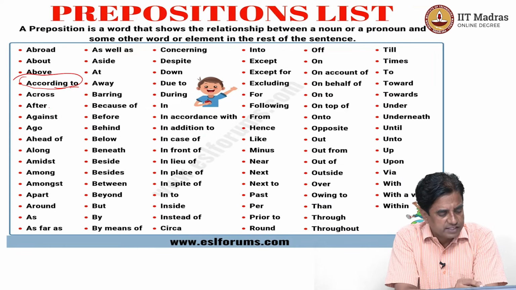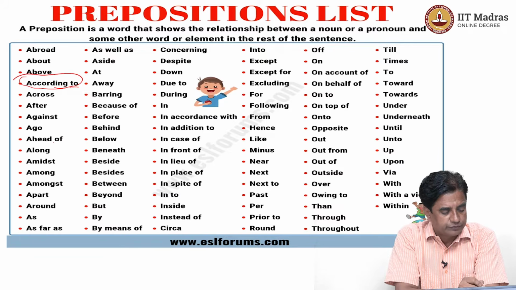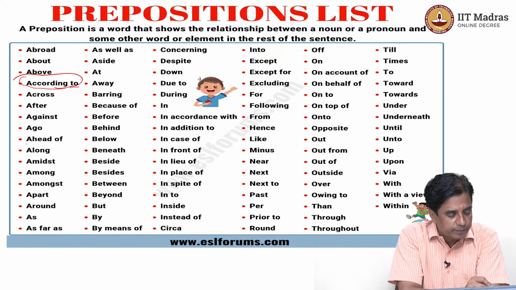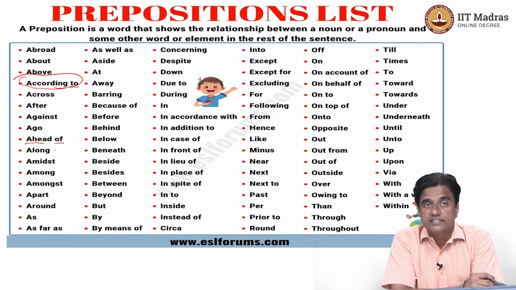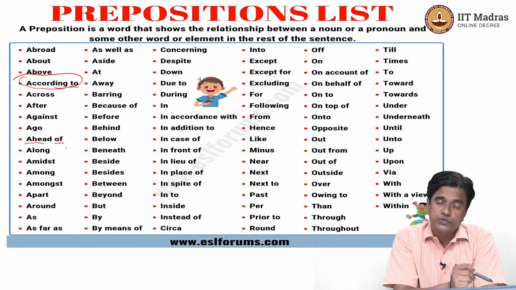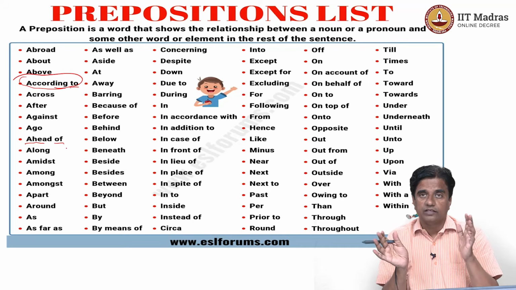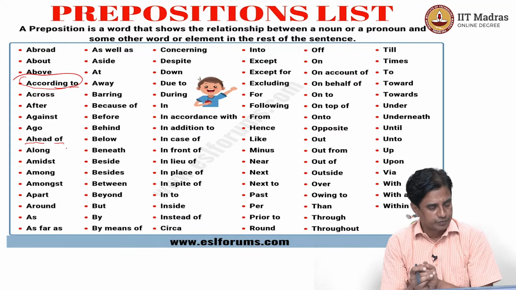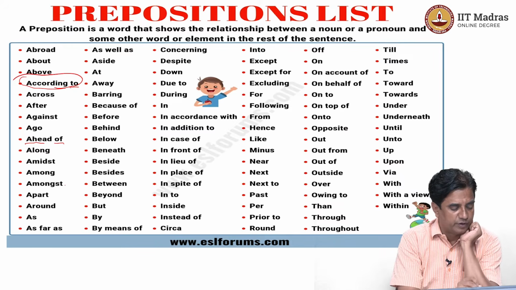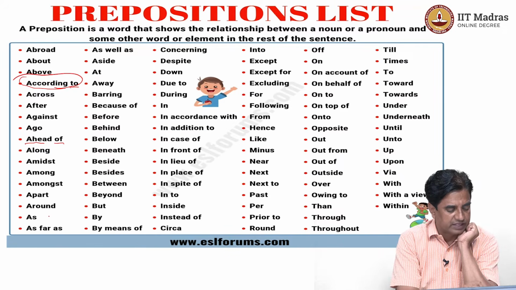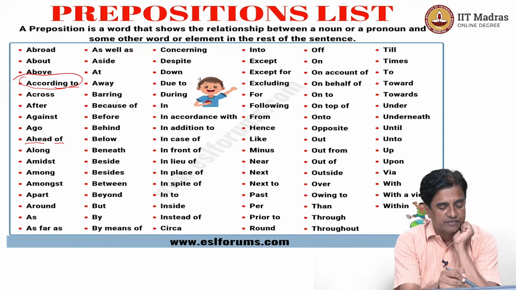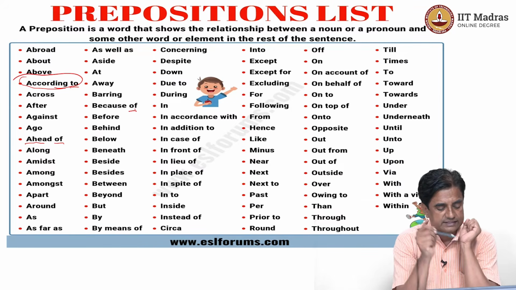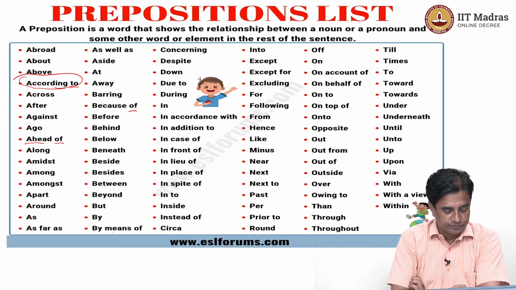Again, you see across, after, against, ago, ahead of. Ahead is also a preposition and "ahead of" is also a preposition. Since the two also exist independently and we get a new one made by combining the two, therefore they are called compound prepositions. So along, amid, among, amongst, apart, around, as far as, as well as, aside, at, away, because of. Look at this. So by means of.